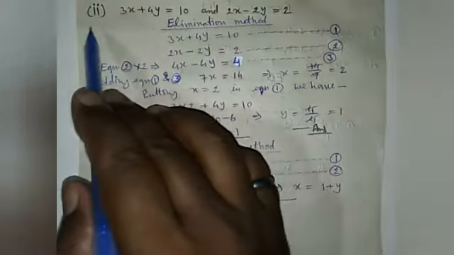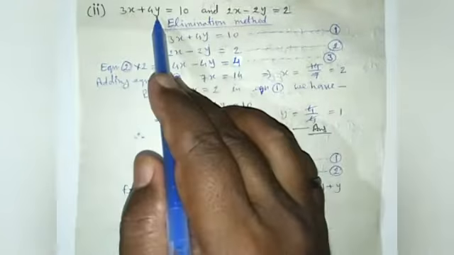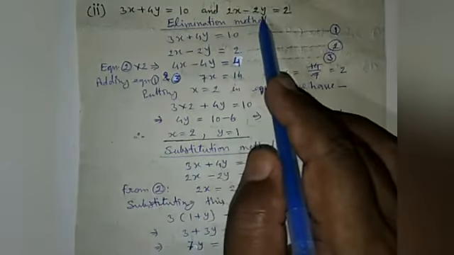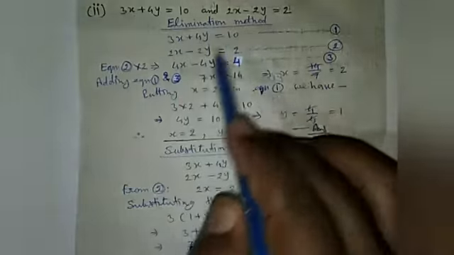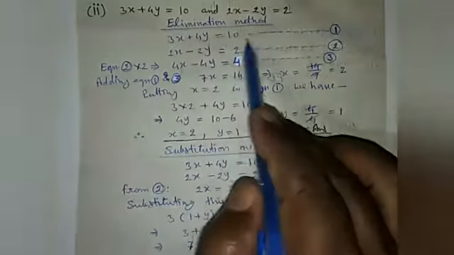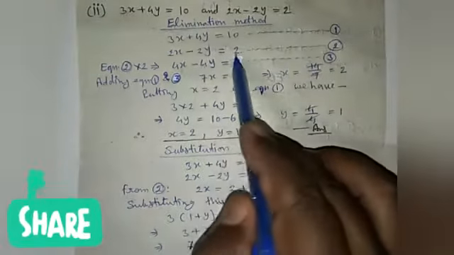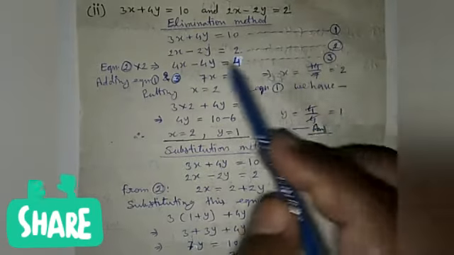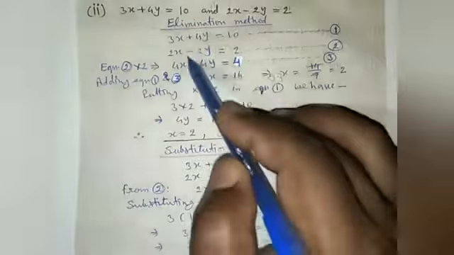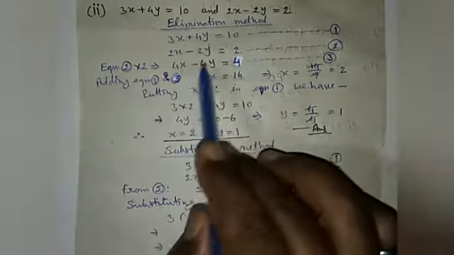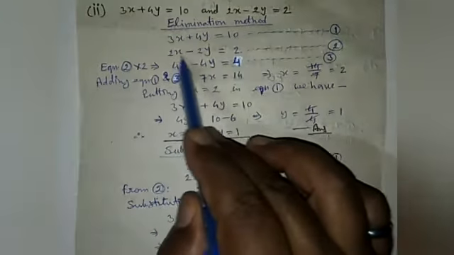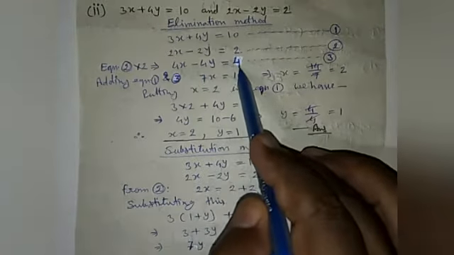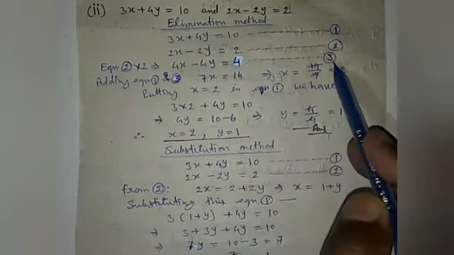In the second part, the equations are 3x plus 4y equal to 10 and 2x minus 2y equal to 2. Now for the elimination method, 3x plus 4y equal to 10 is equation number 1, and 2x minus 2y equal to 2 is equation number 2. Here we make the coefficient of y equal. So in equation 2 we multiply by 2. So we get 4x minus 4y equal to 4. It is equation number 3.